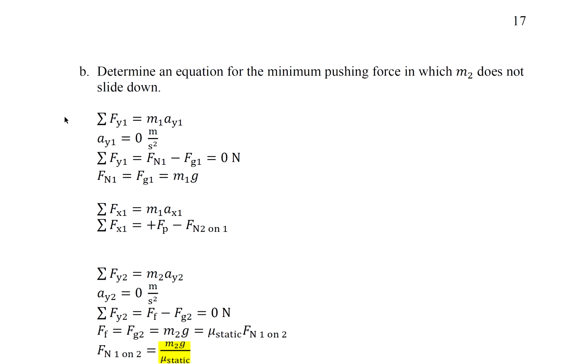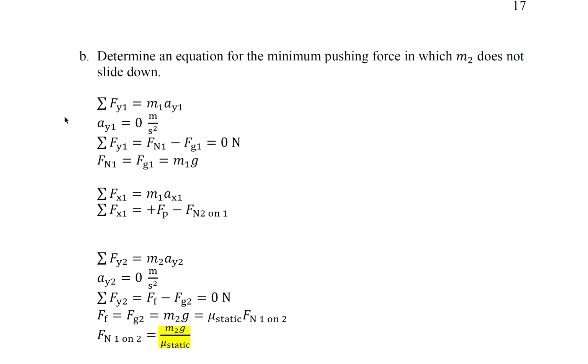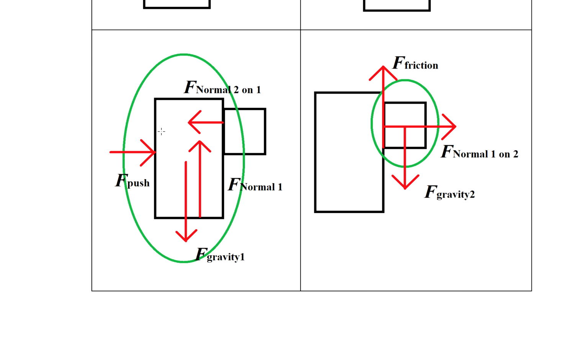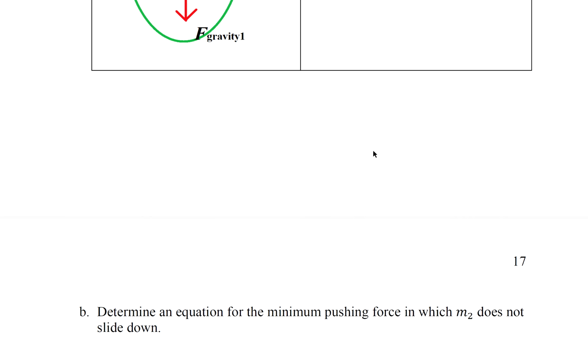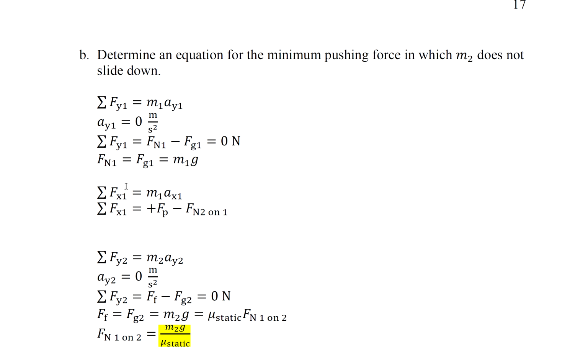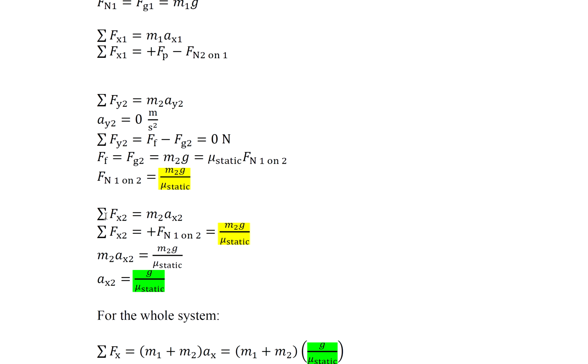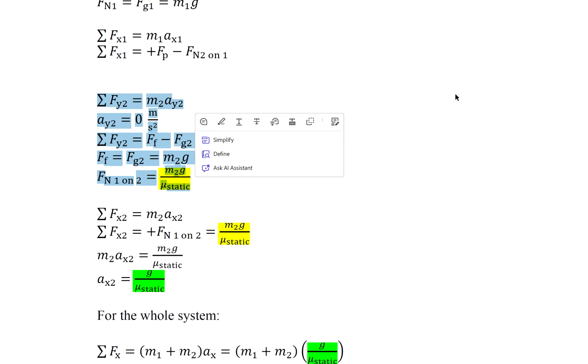Part B, determine an equation for the minimum pushing force in which m2 does not slide down. So you could say we have four equations, right? Sigma F equals ma for the x-axis for both masses, and sigma F equals ma for the y-axis for both masses. So for m1, we get this for the horizontal axis. For m1, we get this for the vertical axis. For m2, we get this for the x-axis, and we get this for the y-axis.